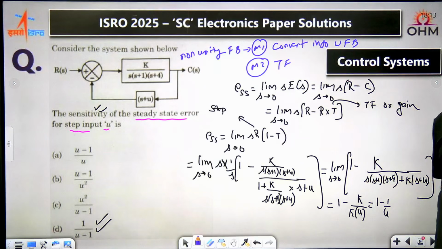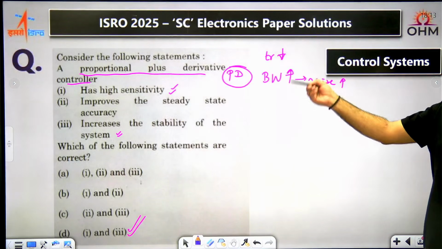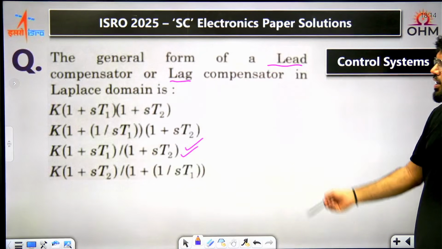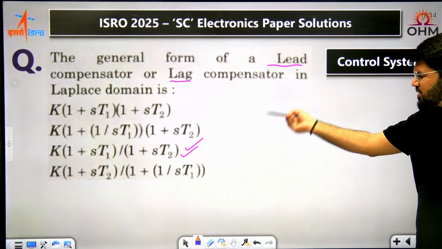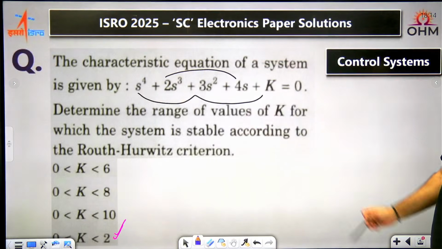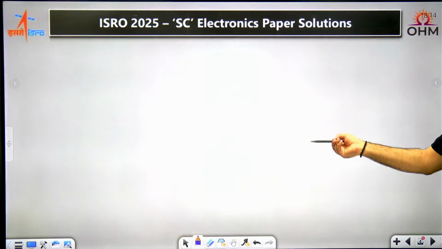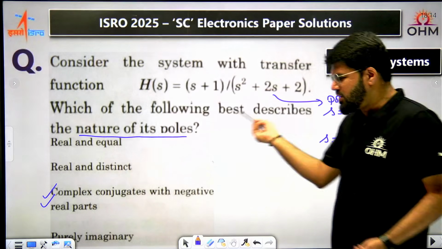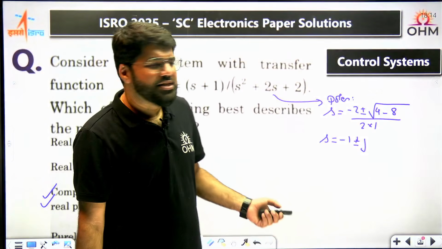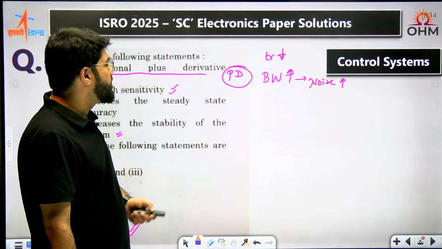Third is steady state error plus sensitivity. Fourth, controller based conclusion. Fifth also a basic compensator, just basic definition. Then if I call it 6, Routh-Hurwitz, range of K, very, very common question. And the 7th one is nothing but a transfer function poles question, very easy. So almost everything is easy only. Total 7 questions were there from control system.